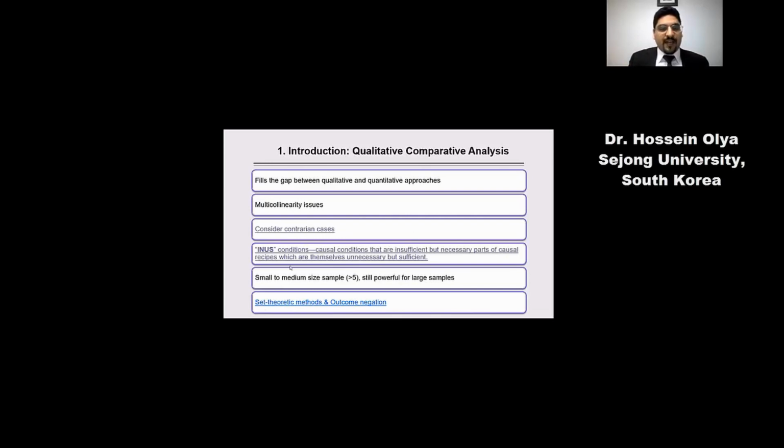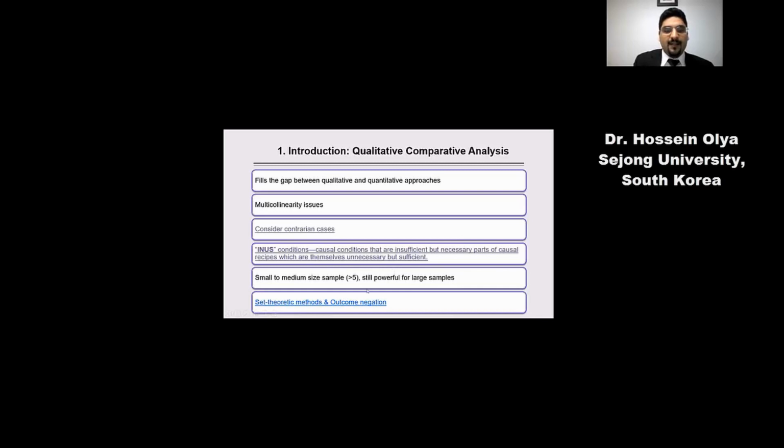As I mentioned, the advantage of this method is that we can run our model with a small to medium size sample, which is very important. You know that many students and researchers have time constraints and other resource constraints to collect a large sample size. They can explore and come up with the findings and the outcome by using this method. Still, this method is powerful and applicable for a large sample size.